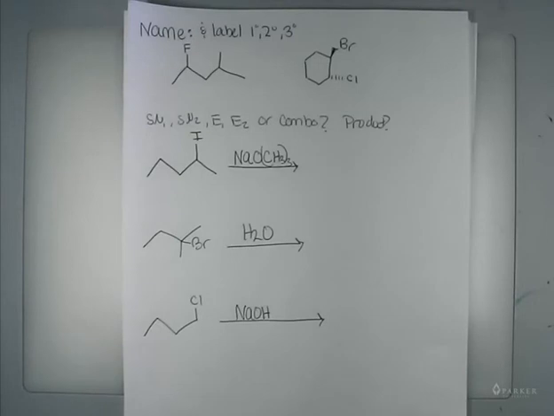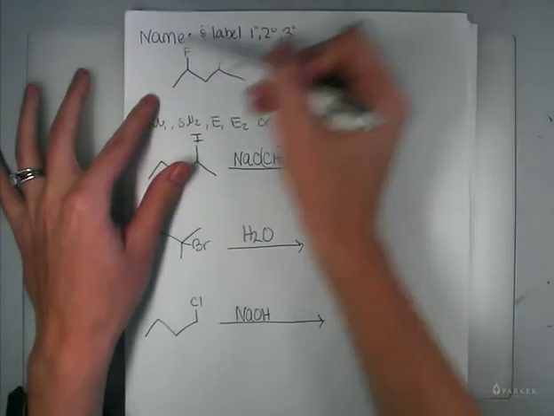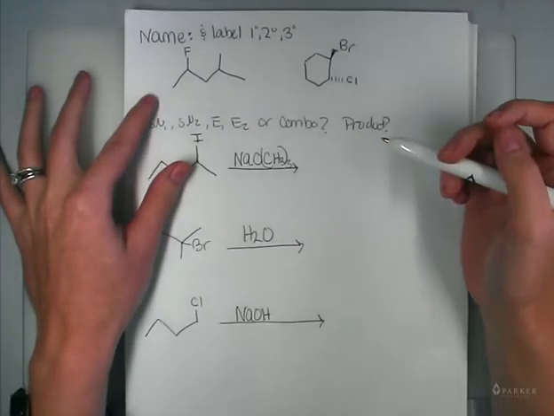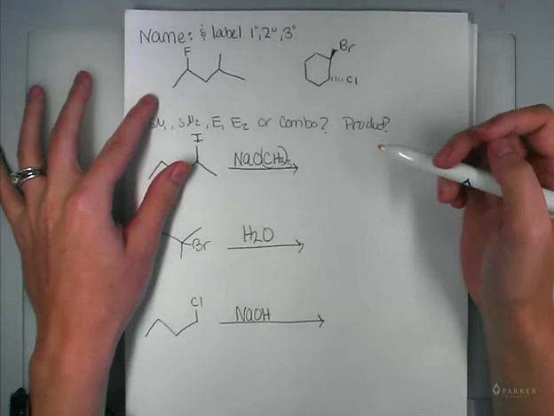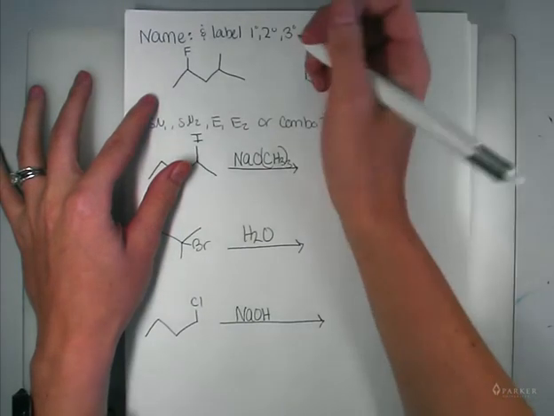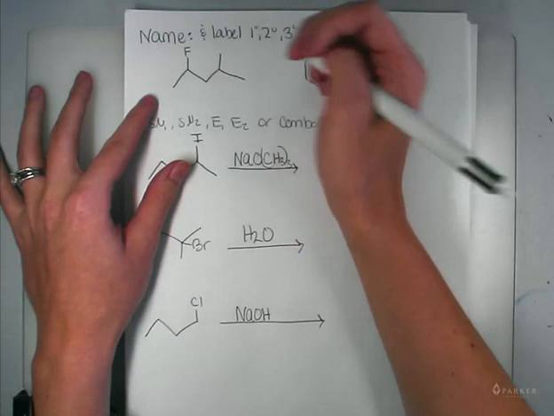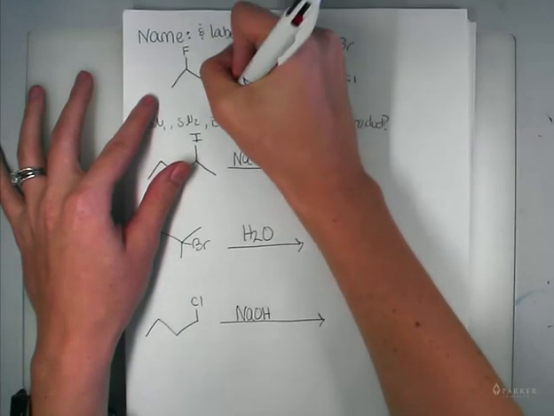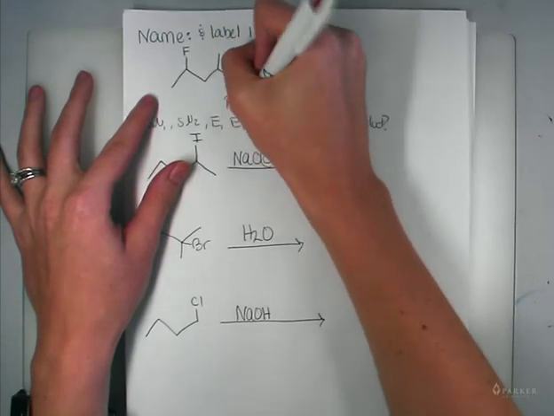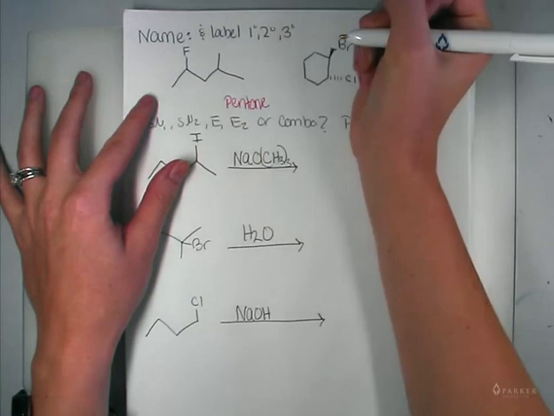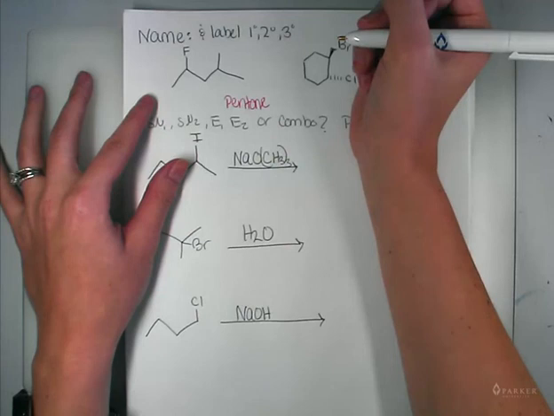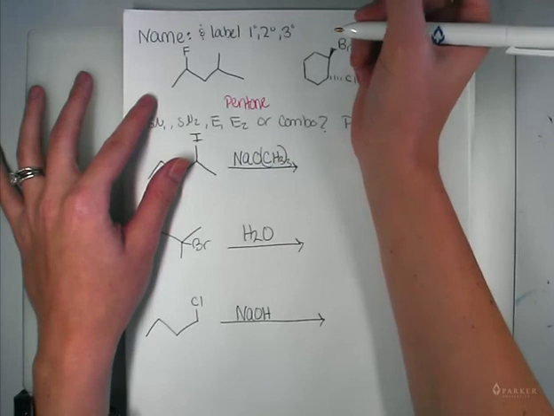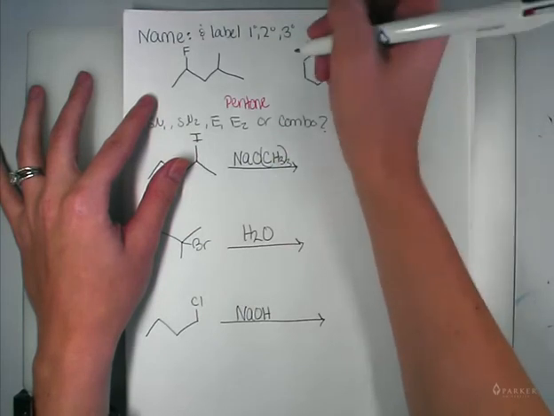All right, let's take a look at these. How do we name the first one? How many in the longest chain? 5. So that's pentane. It's ane if it's all single bonds. If there's a double bond, it would be ene.